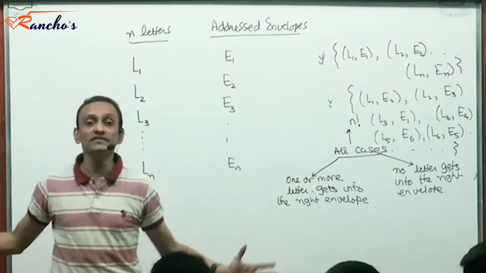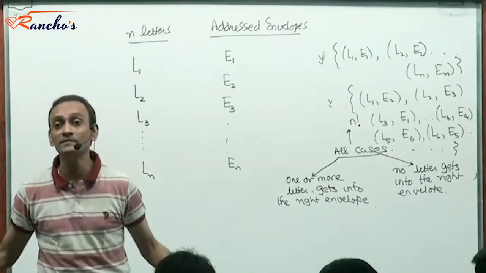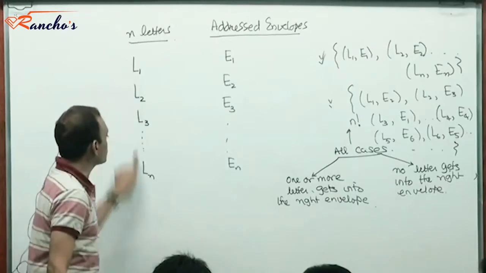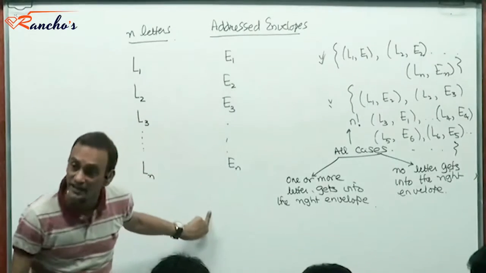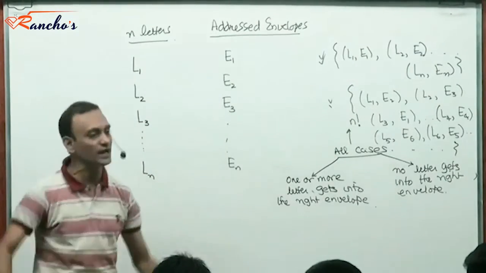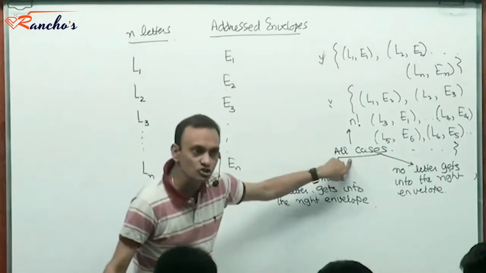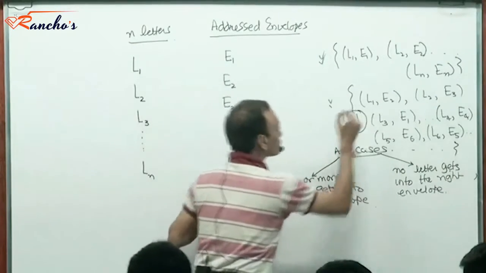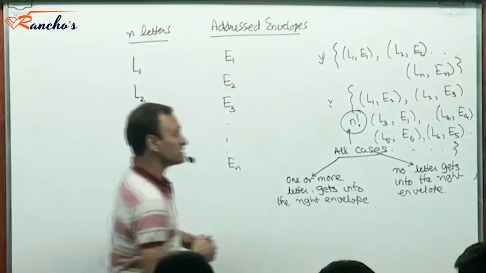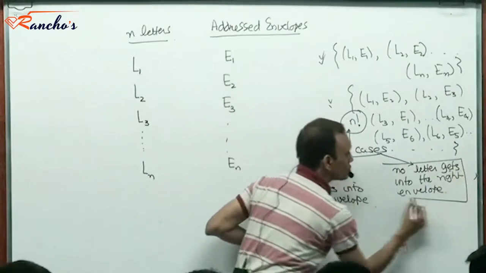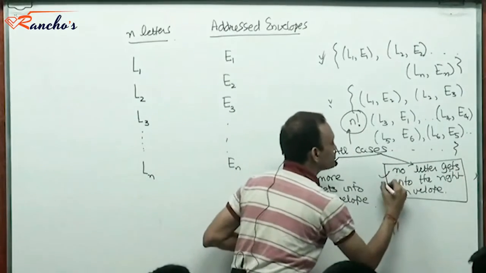There are total number of ways in which letters could be designated to envelopes. That means total number of ways in which these n things could be permuted in these n spaces. That's n factorial. That's the total number of cases. That's the easiest to obtain, right? What we are seeking is this. No letter getting into the right envelope is the objective.